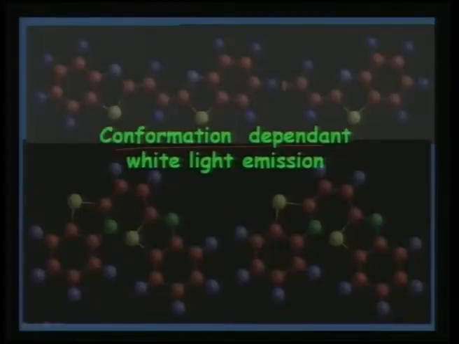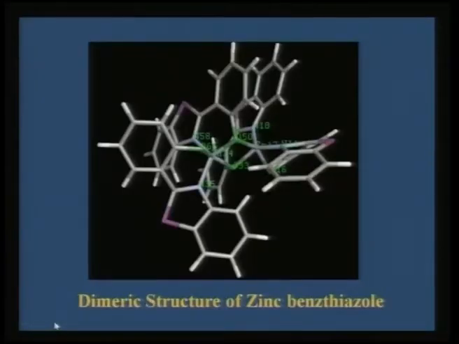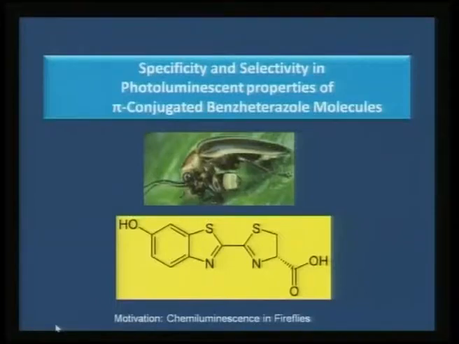As I told you in the last class, if I have the conformation dependent white light emission, either if it is a trans DBE or cis DBE molecule, how we can tune the white light emission. And in the last lecture, I also showed to you about zinc benzthiazole, how when you make a device out of it, the interface is actually helping in white light emission. Now, in today's class, I am going to talk to you about specificity and selectivity on the photoluminescent properties of pi conjugated benzheterazole molecules.